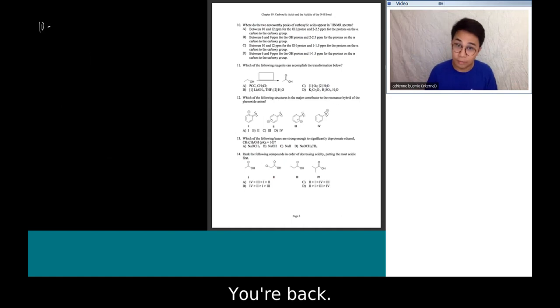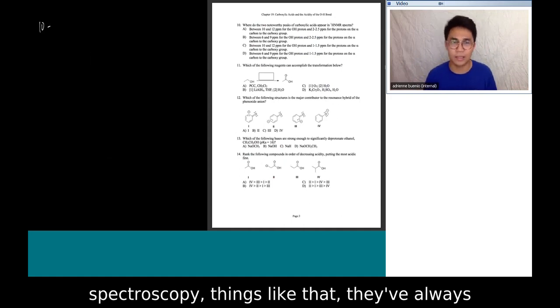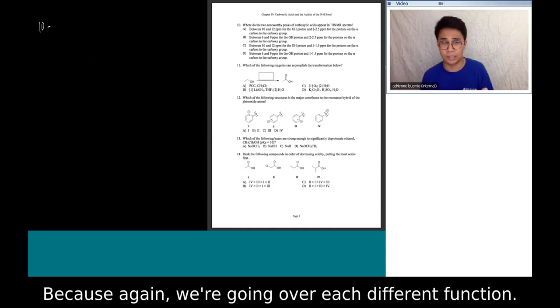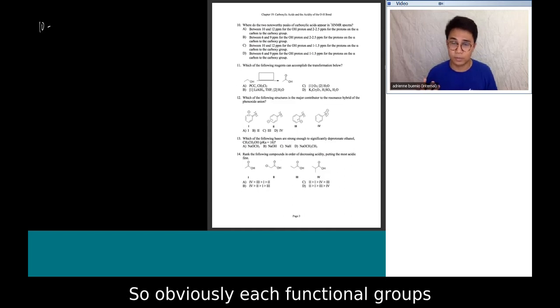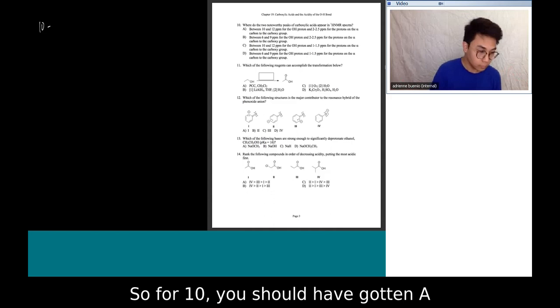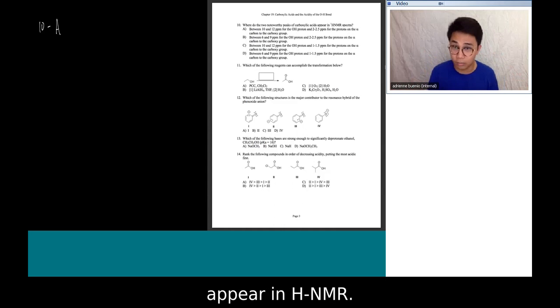Okay, you're back. Again, ever since we talked about NMR, spectroscopy, things like that, they've always been in each chapter, because we're going over each different functional group. Obviously, each functional group falls on different spectra. So for ten, you should get an A, because two noteworthy peaks of carboxylic acids appear in HNMR, right?